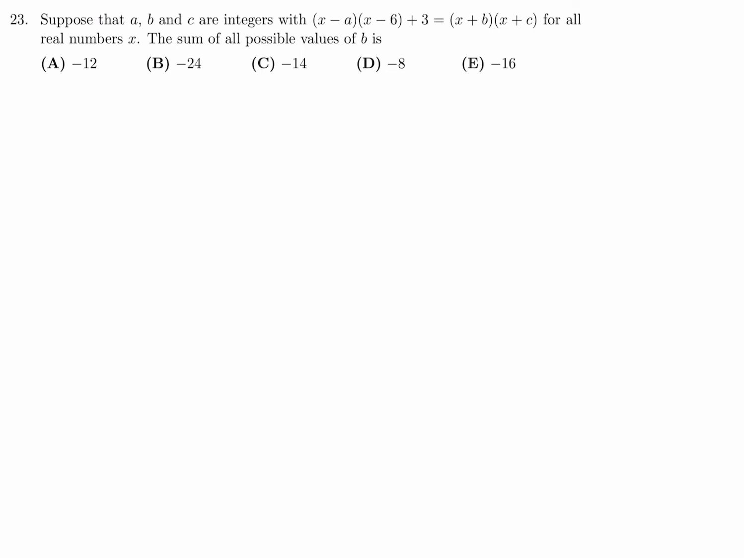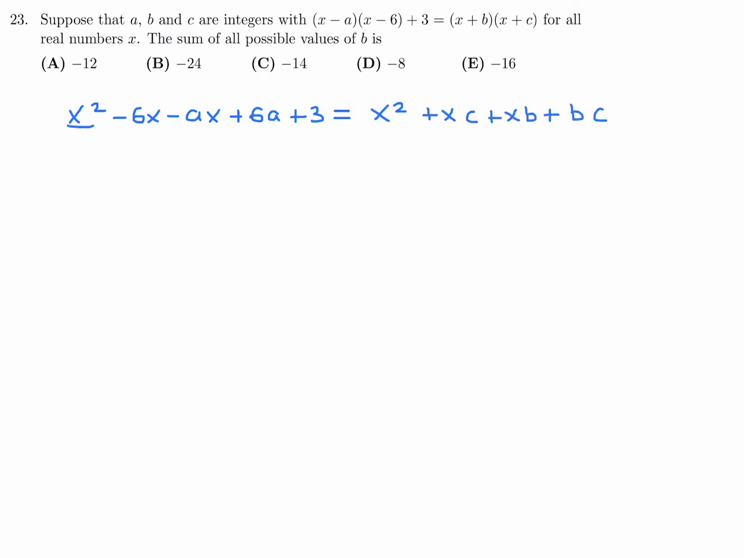Suppose that a, b, and c are integers with (x minus a) times (x minus 6) plus 3 equal to (x plus b) times (x plus c) for all real numbers x. The sum of all possible values of b is. Well, let's expand this and see what we get. x squared minus 6x minus ax plus 6a plus 3. And on the other side, it's x squared plus xc plus xb plus bc.